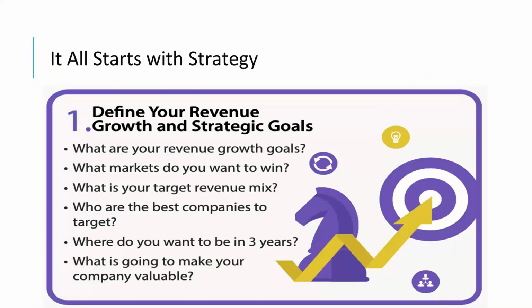Okay, the first area is strategy. This is probably the area that most people skip over quickly, but it's probably the most important area to spend time on when you're thinking about your revenue growth and what you want to achieve. When you think about revenue growth, like we talked about, it's more than a number. So a lot of times we'll start with, what's the type of year-over-year revenue growth that we want? Let's say it's 30%. That's not unusual.